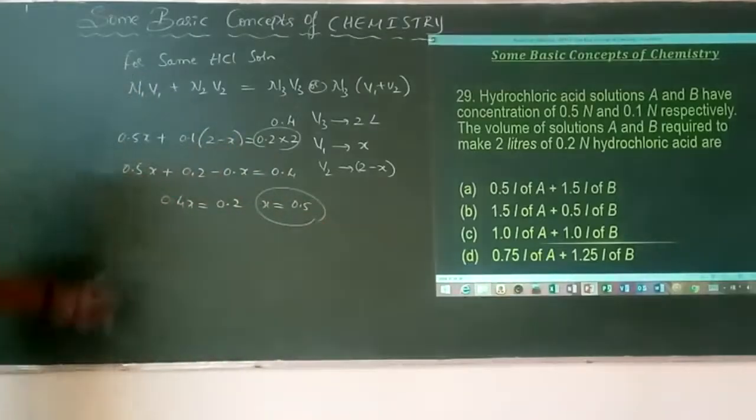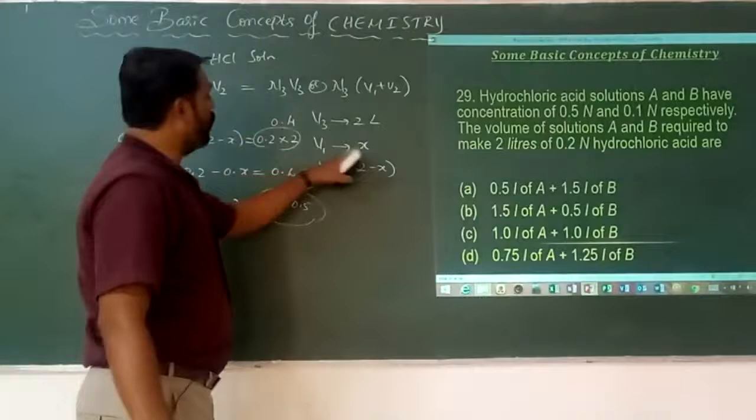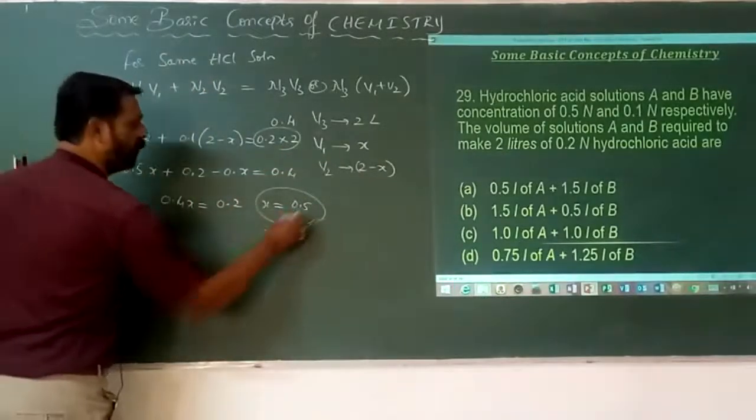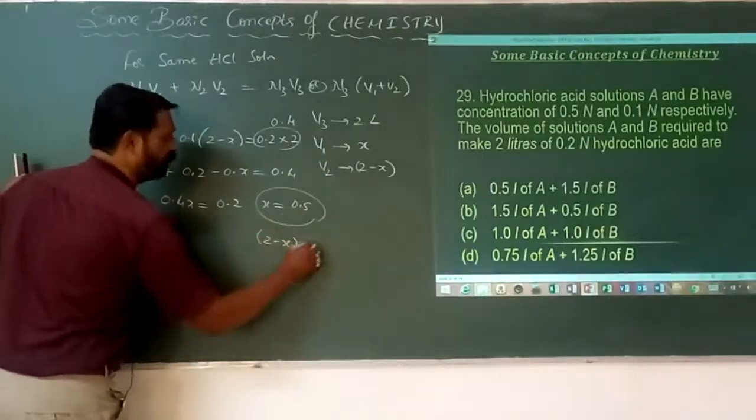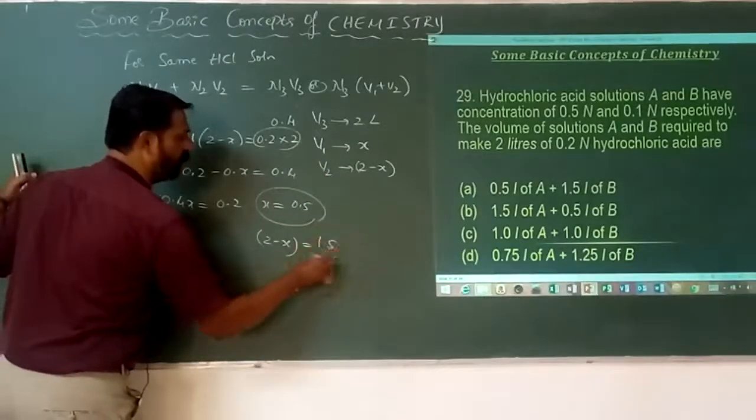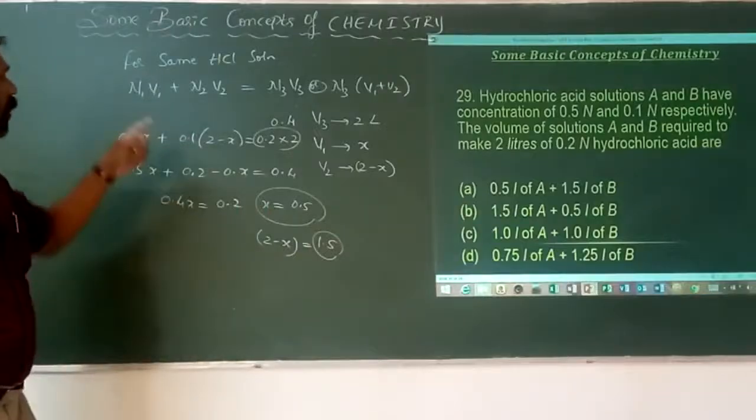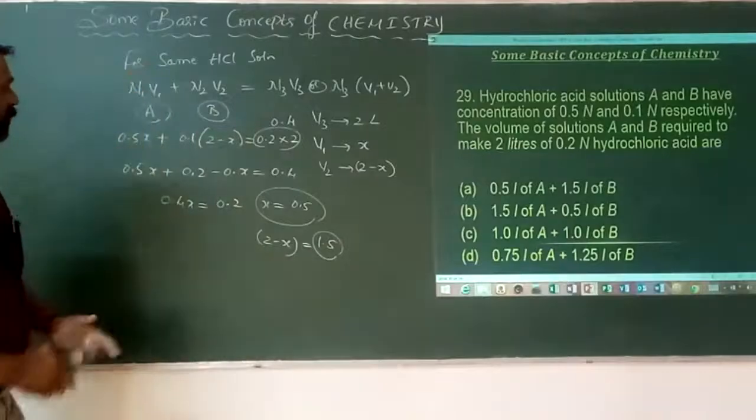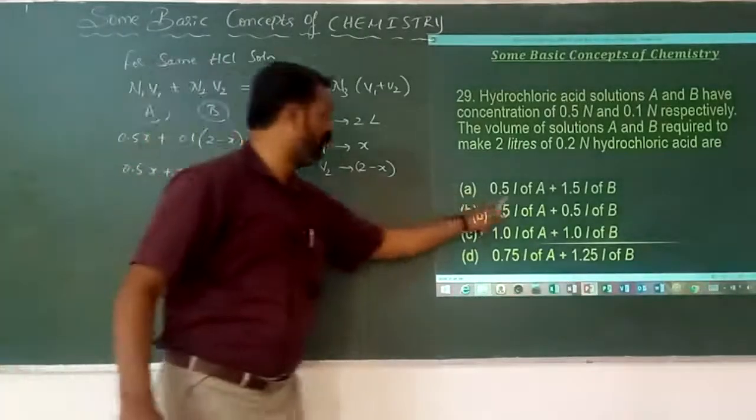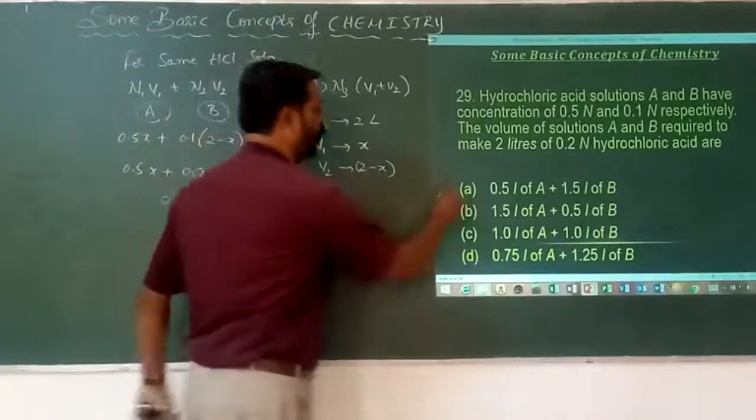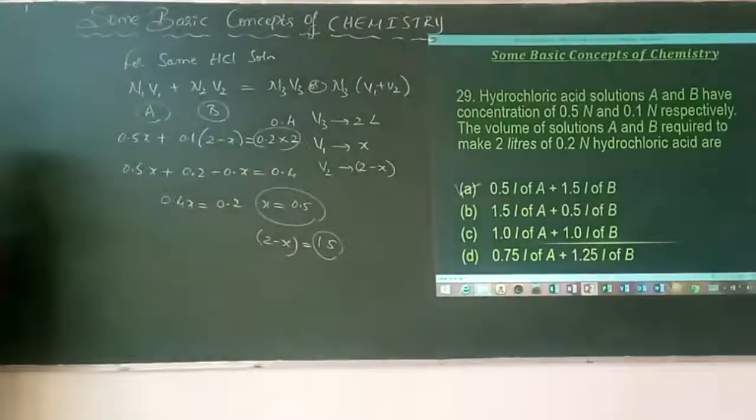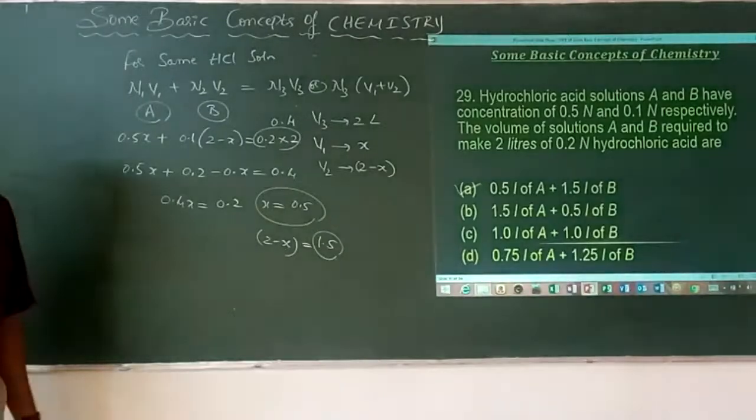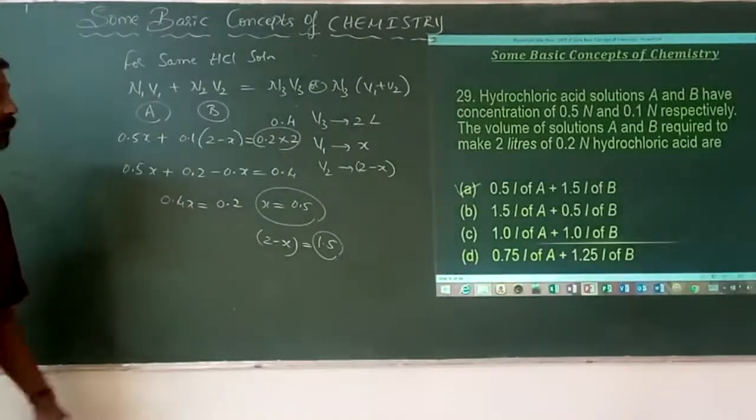X is the volume V1, which is for HCl A. So X is 0.5. Therefore 2 minus X is 1.5. This is A and this is B. It means 0.5 liters of A and 1.5 liters of B. This is called the principle of dilution or mixing of two solutions of different concentrations. Okay?